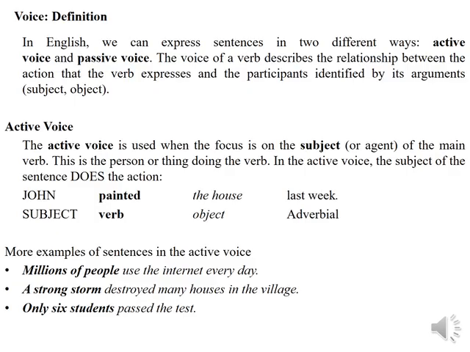The active voice is used when the focus is on the subject or the agent of the main verb. This is the person or thing doing the action or the verb, performing the action. That is the subject. The subject is doing something. The subject is performing something. So in the active voice, the subject of the verb does the action. Take for instance, look at the examples we have below.